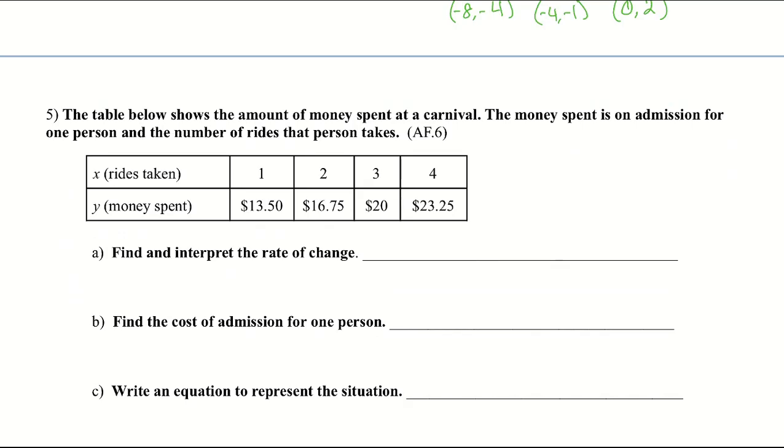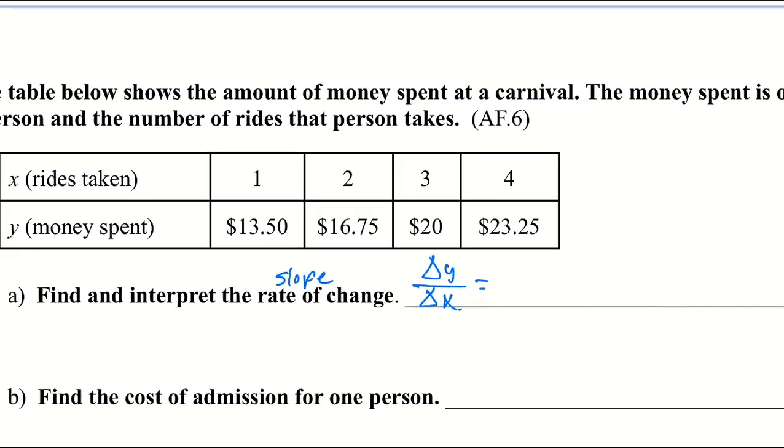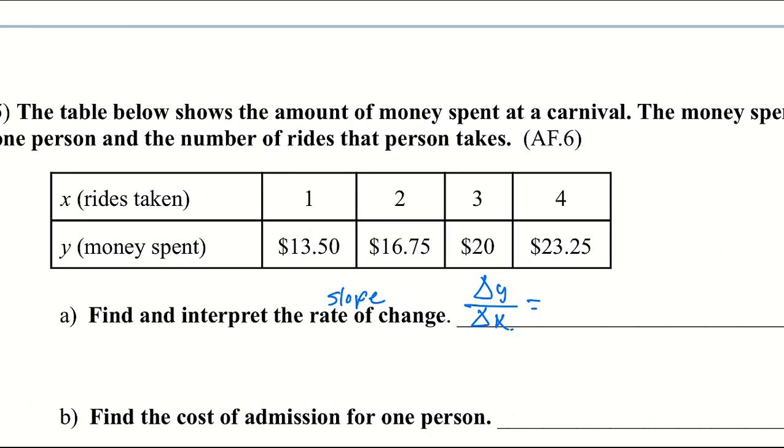Anyway, all right. The table below shows the amount of money spent at a carnival. The money spent is on admission for one person and the number of rides that person takes. So the rate of change is slope, which is m, which is change in y over change in x. Right? So our changes in our money spent, I'm actually going to calculate this.